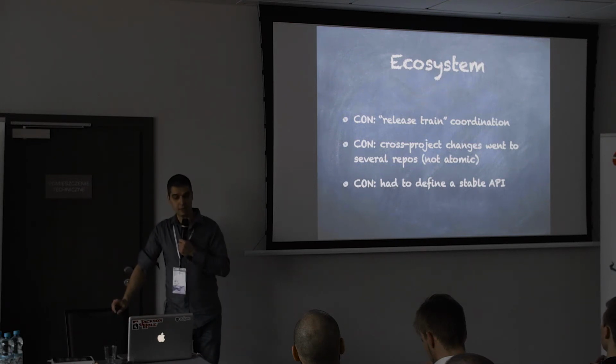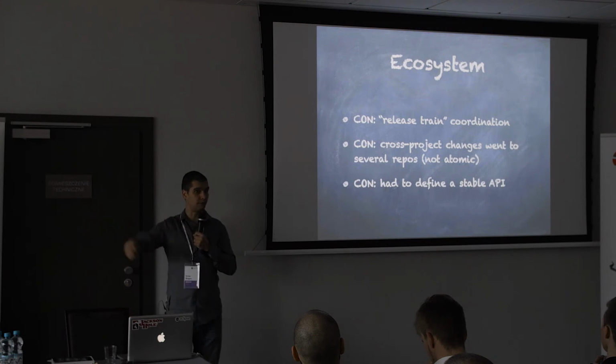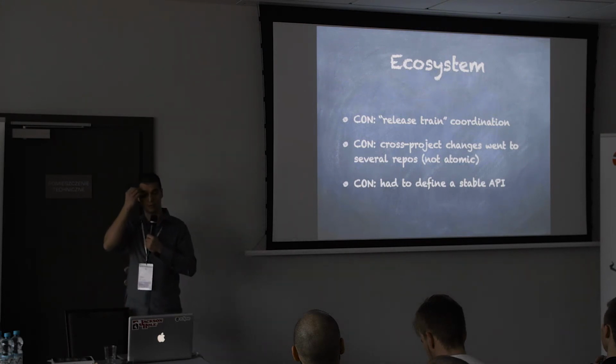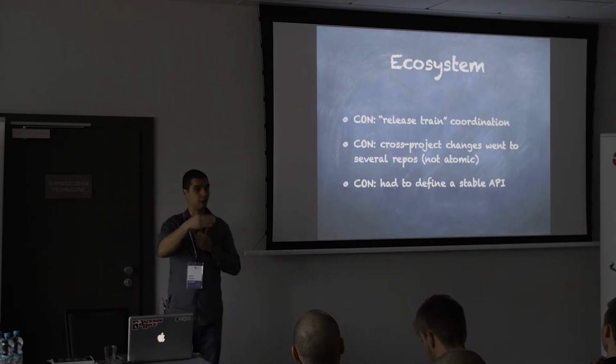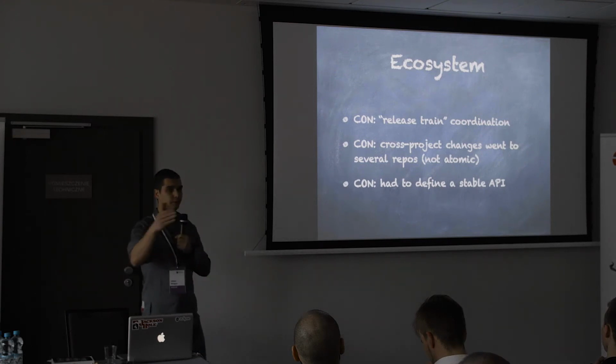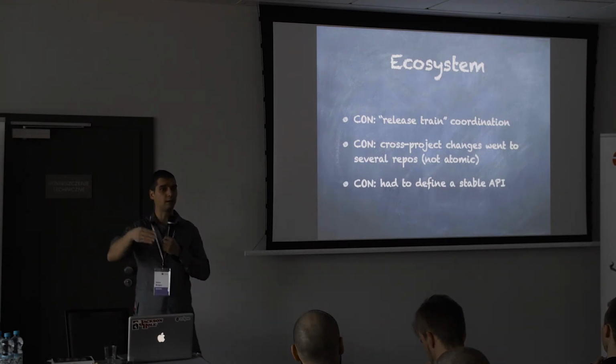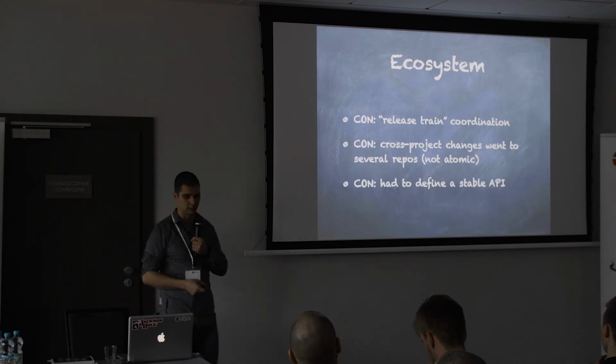The second one was we had cross-project changes between core and one of these plugins. They couldn't be done in an atomic way because they were separate repositories. And this was very hard because we decided to have a stable API with semantic versioning so people know predictably when binary compatibility is broken.